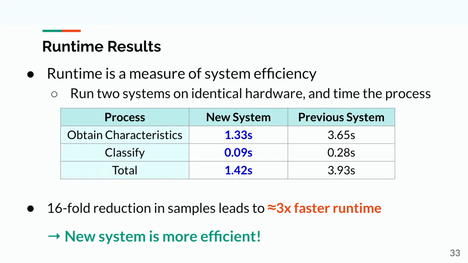The second set of results that we're interested in are the runtime results. So in this case, the runtime is a measure of system efficiency. We run the two systems on identical hardware, and we time the process. And we can see that our new system is faster at every stage of the process. And so we can sort of say that our 16-fold reduction in the number of samples has directly led to an approximately 3 times faster runtime, which is pretty good. So our new system is more efficient.